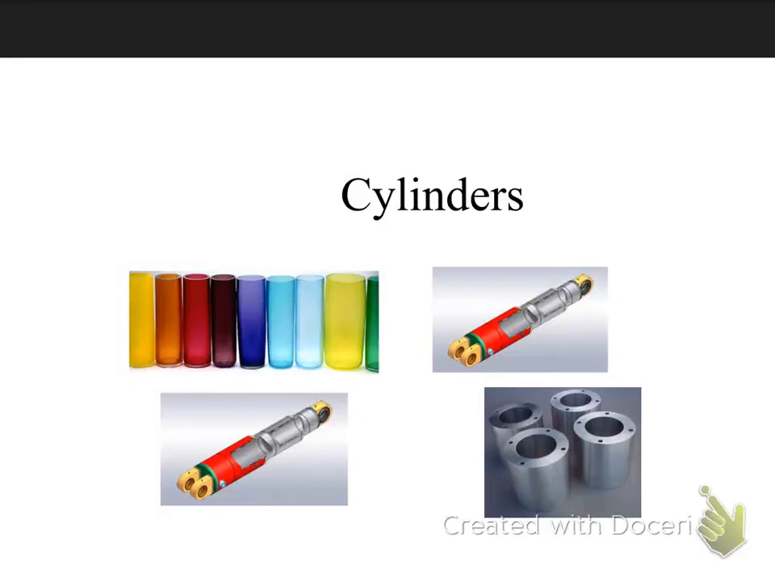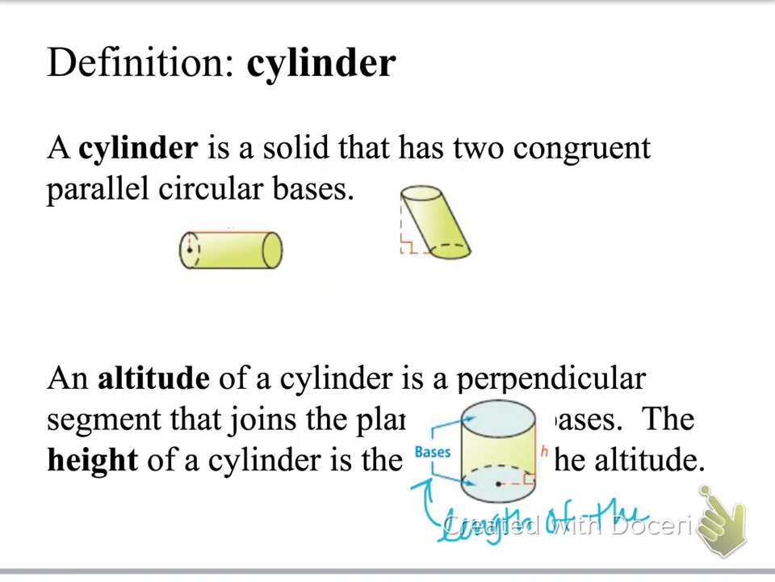Okay, in this video we're going to be talking about cylinders, so kind of what looks like pop cans. A cylinder has two congruent parallel circular bases, so you're going to be seeing a lot of pi r squared for the area of its base.